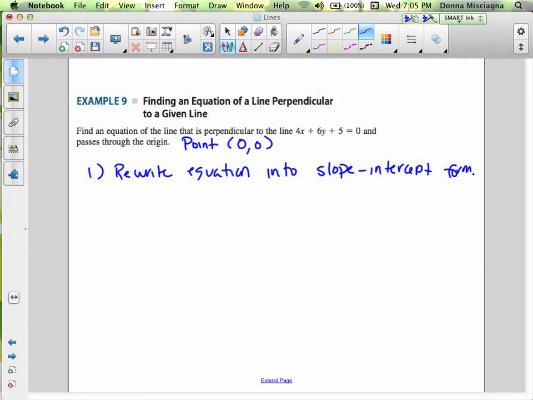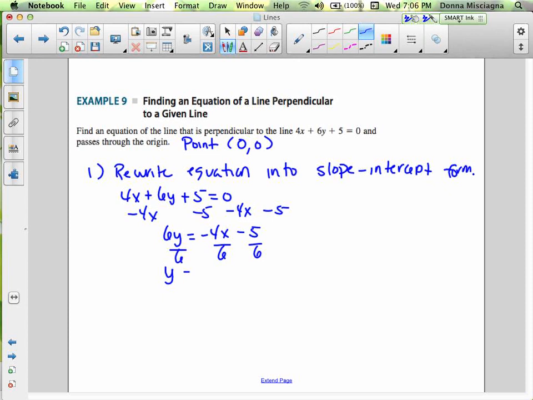So we have 4x plus 6y plus 5 equals 0. We'll subtract 4x and subtract 5 from both sides. That gives us 6y equals negative 4x minus 5. And then we can divide by 6. So y equals, let's reduce that, negative 2/3 x minus 5/6. Oh wait, we had this before. I knew it looked a little familiar. We did this with the parallel lines. That's all right. You do it a second time.